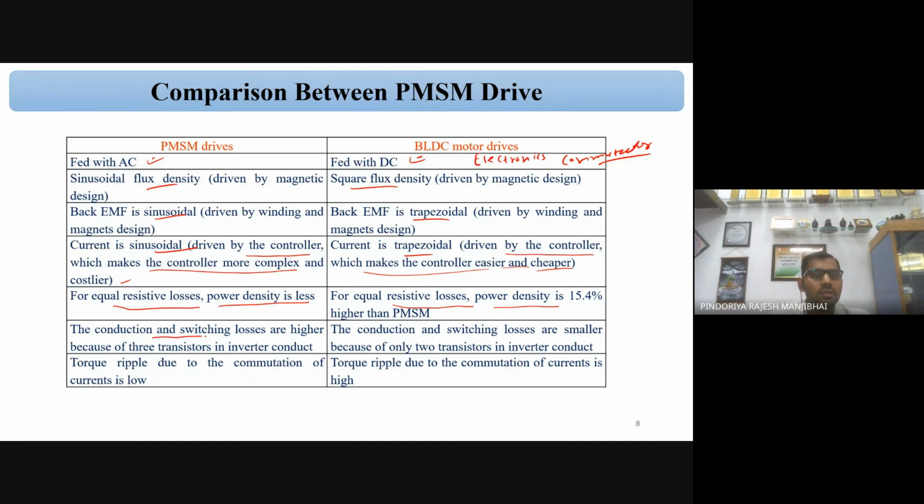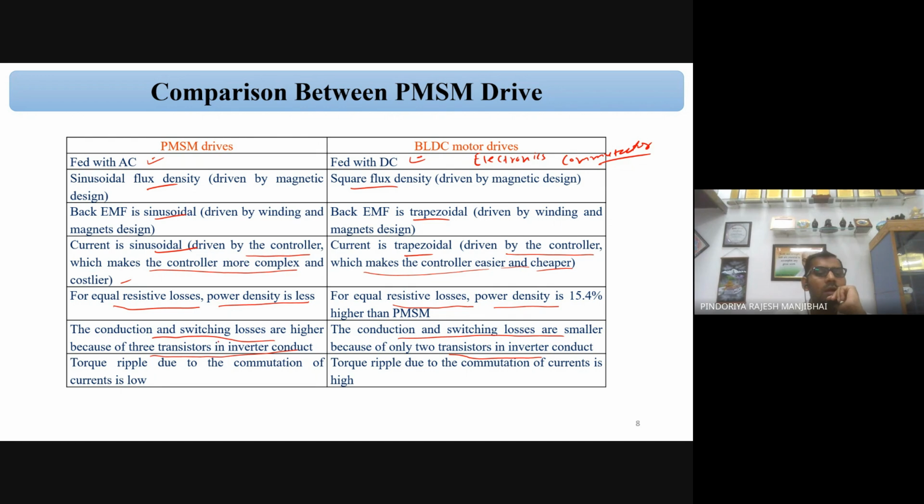In the PMSM, the conduction and switching losses are high because of the three-phase transistors in the inverter, correct? In the BLDC motor, the conduction and switching losses are smaller because of only two transistors in the inverter conduction. So at a time we can operate two transistors in the case of the BLDC motor. Otherwise we can say in the BLDC motor we can operate only two phases at a time, not three phases. But in the PMSM we can operate three phases continuously.